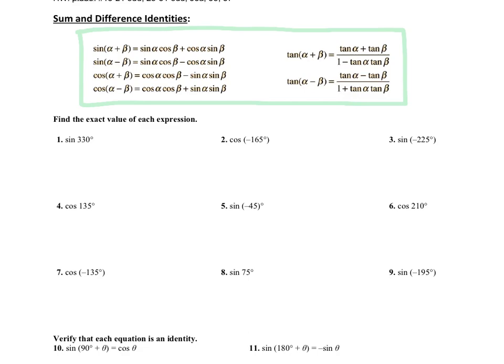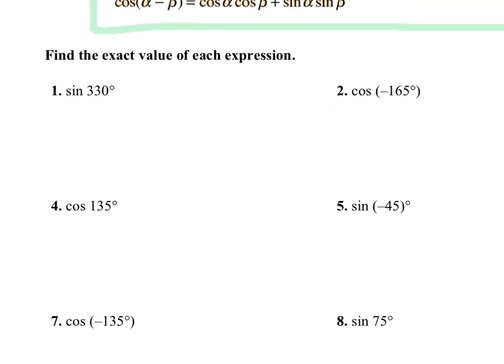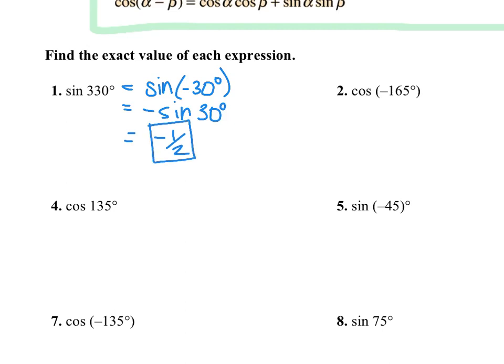Okay, so for number 1, there are different ways you can do this. You can just look right on your unit circle and get the answer, or if you want to be a little clever, you can say that's equal to sine of negative 30 degrees. And using one of your identities from, I think, our last lesson, that's equal to negative sine of 30 degrees, and that's equal to negative 1/2. All right, so different ways to do that one.